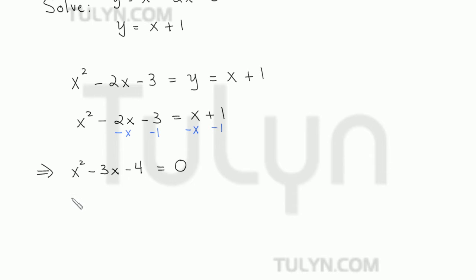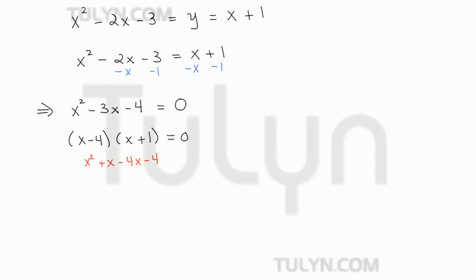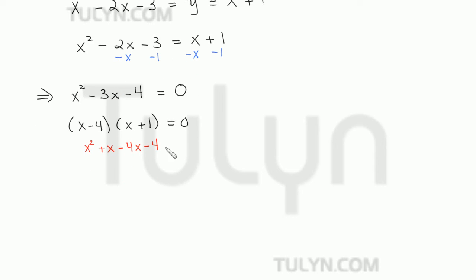So this factors into x minus 4 times x plus 1, right? And if you're never sure, you can always check. So let's do that. Foiling this back in, we get x squared plus x minus 4x minus 4, which gives us x squared minus 3x minus 4. So great.